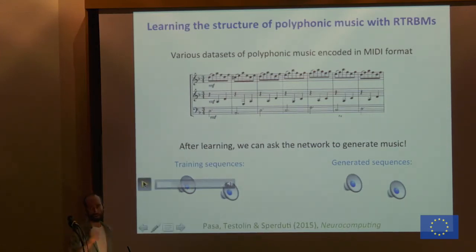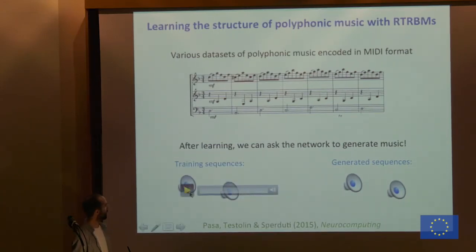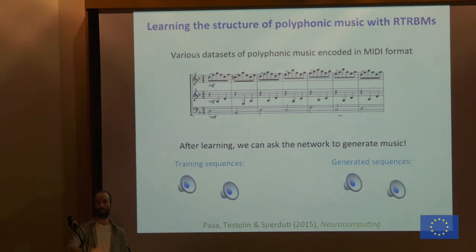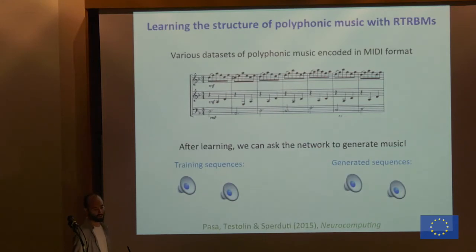So pretty easy structure, but still interesting. Another type of sequence. So it is polyphonic music, which means that we have to generate many notes at the same time step, which should be in harmony, and then they should be correlated in time also. So it's a pretty challenging task.